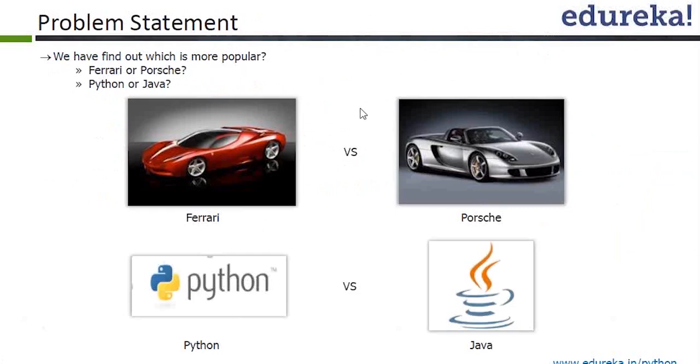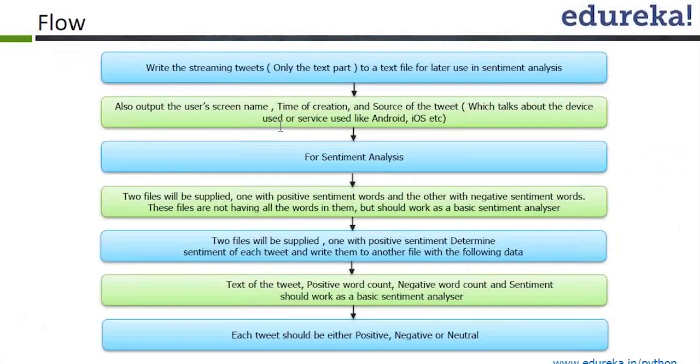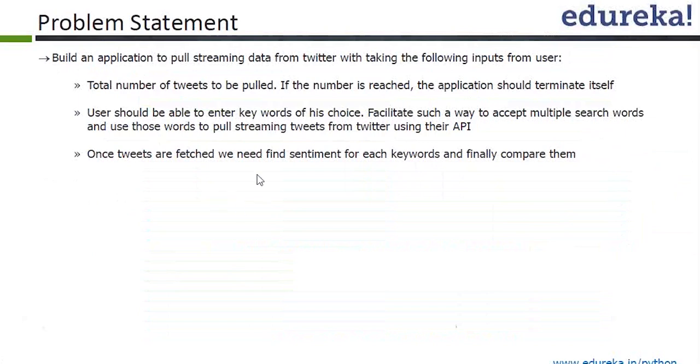Now there is one more problem statement. I'll quickly run through this. We have to find out which is more popular, Ferrari or Porsche, Python or Java. The problem statement is to build an application to pull streaming data from Twitter, taking the following inputs from the user. The total number of tweets to be pulled, and I'm not pulling past data. I'll be pulling the live data right now, and then doing a small sentiment analysis.